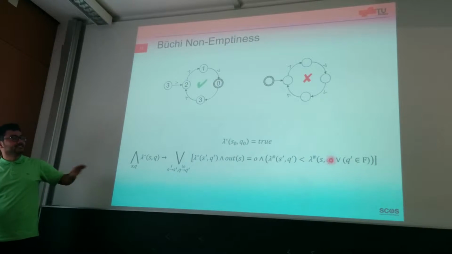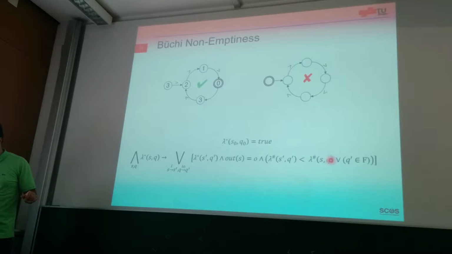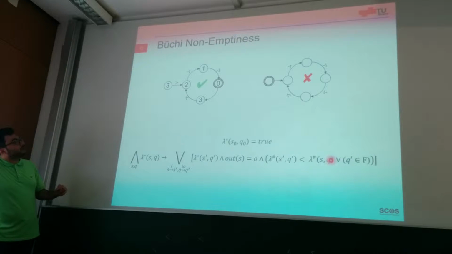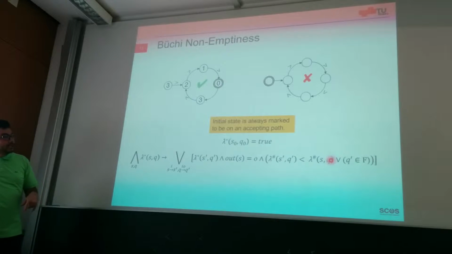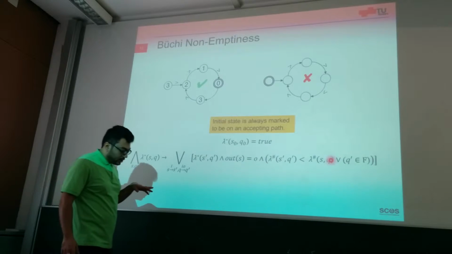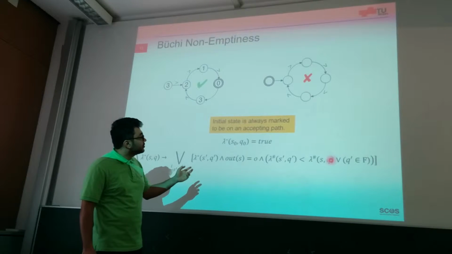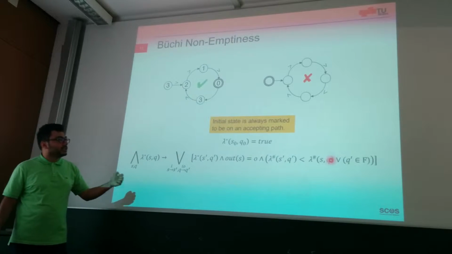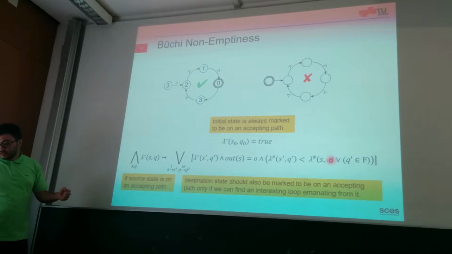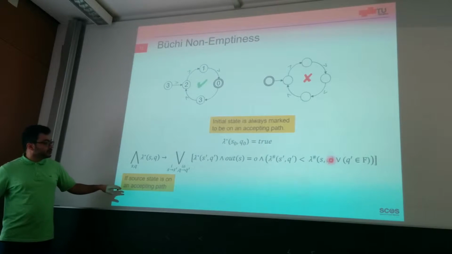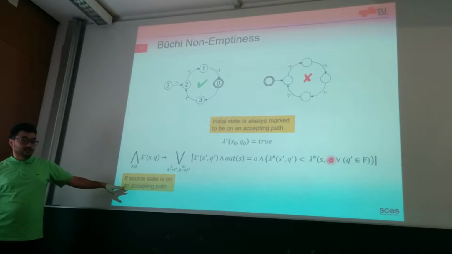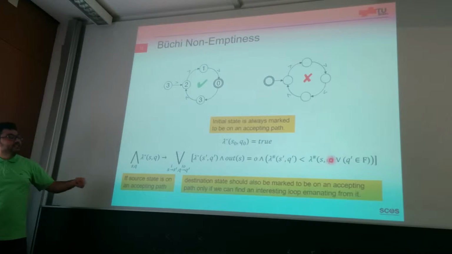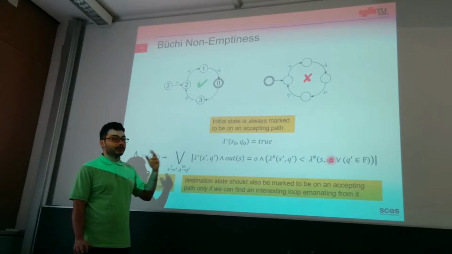Okay. This is the constraint system. This is the first order constraint system. I'm going to break it down one by one for you. Okay. Initial state of the system or initial state of the product automaton is always reachable and it is marked on the accepting path. Okay. Then if the source state is on an accepting path, okay, then the destination state should also be marked to be on an accepting path, only if we can find an interesting loop emanating from it. What is the interesting loop in our case?